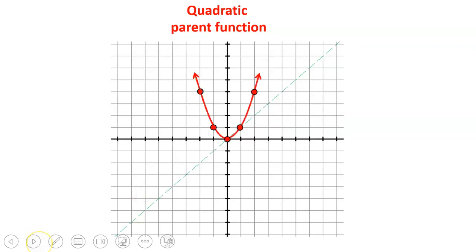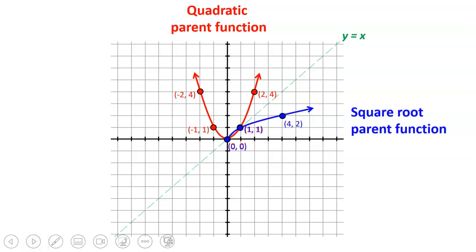A quadratic looks like this. And if you take just the right side of it and you flip it across that diagonal line, you get the square root function. So does everyone see that blue thing is what we talked about the last unit, or the last section, last couple days? The red thing is what we talked about last year.